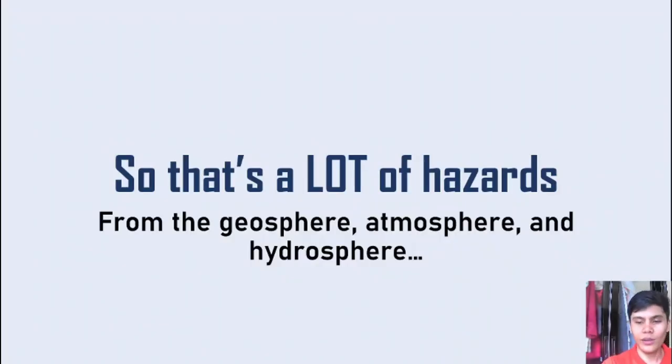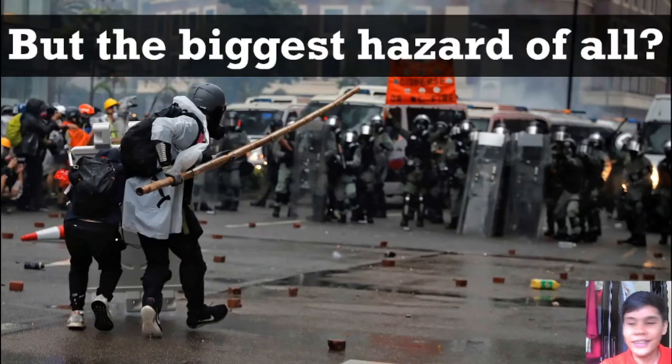So there's a lot of hazards. They can come from the geosphere, the atmosphere, and the hydrosphere, but the biggest hazard of all, guess, it's humans. We tend to hurt ourselves the most, more than what the earth throws at us. It's us that really hurts ourselves. And in a way, some scientific studies have already seen indirect effects of human activity on more extreme natural hazards. So we're bringing a lot of it on ourselves.